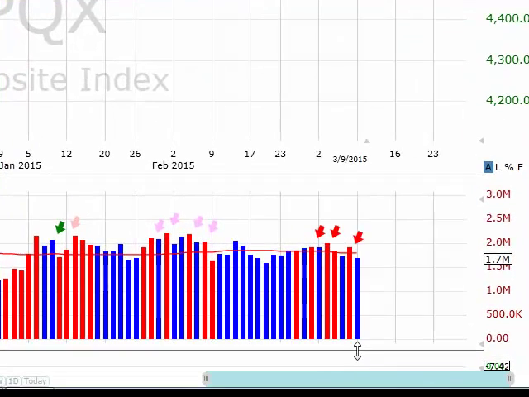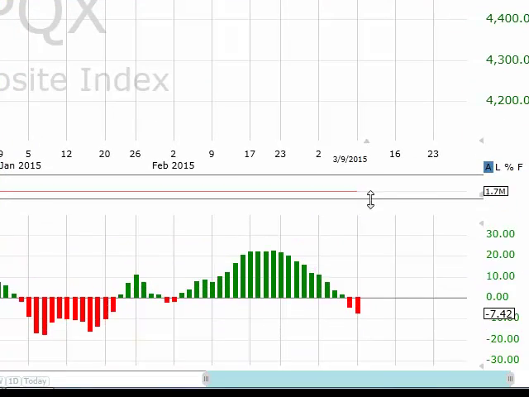Let's take a look at our MACD histogram. MACD histogram continues to deteriorate. We continue to trade below the zero line, which is bearish. In addition, we're in a downtrend, which is also bearish, because we have 2 bearish signals. Right now our immediate bias on the NASDAQ is bearish.